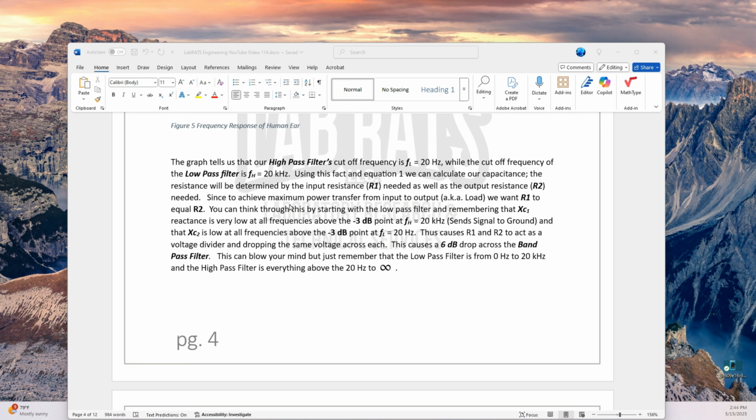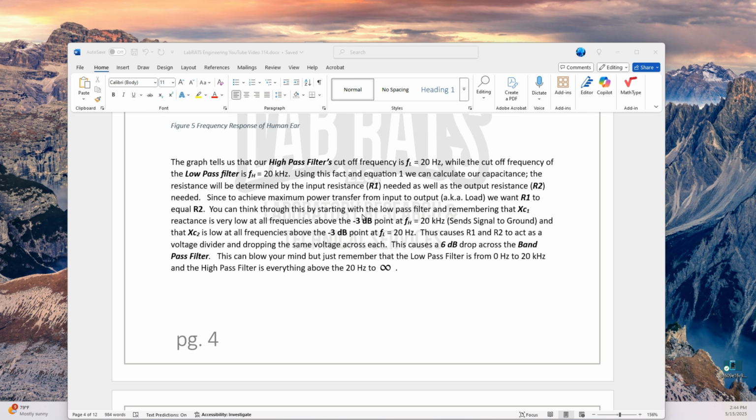Since to achieve maximum power transfer from the input to the output, aka load, we want R1 to equal R2. And when they have equal voltage across both of them, that is a half power drop or half voltage drop, and that will be your 6 dB point of your voltage drop.